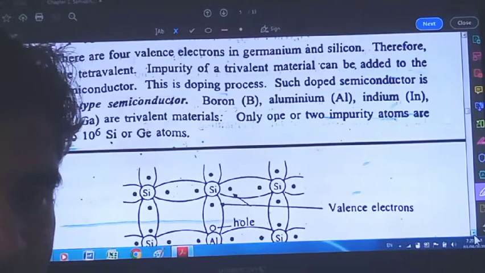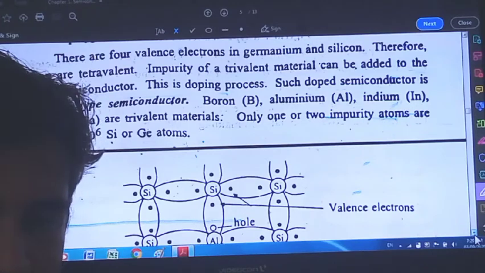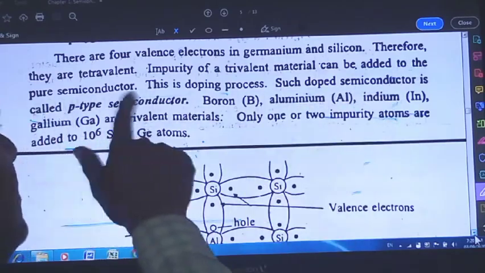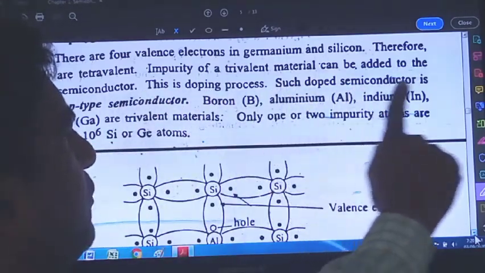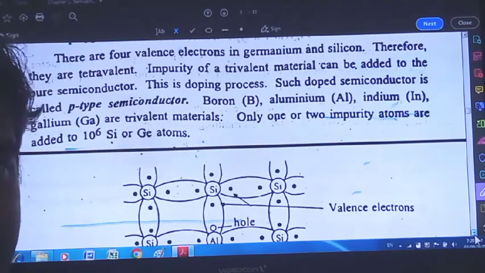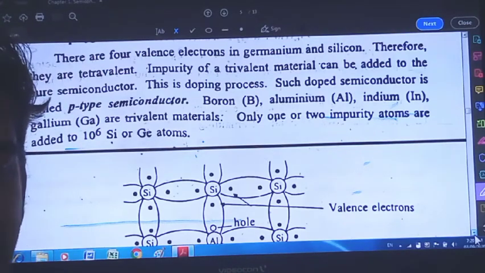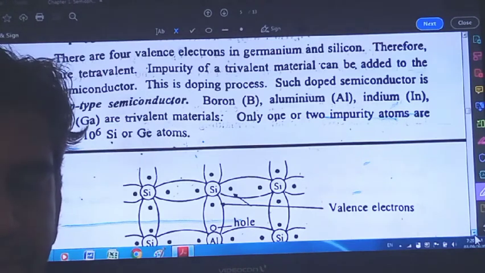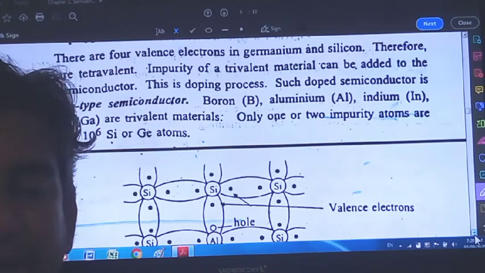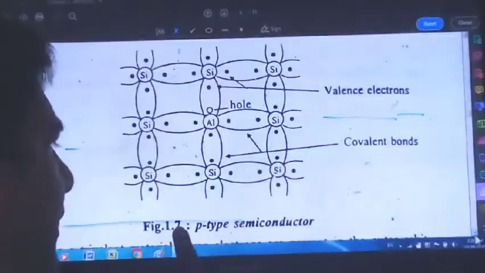There are 4 valence electrons in the outermost orbit of germanium or silicon, therefore they are tetravalent. Trivalent impurity material can be added to the pure semiconductor. This is the doping process. Such a doped semiconductor is called a p-type semiconductor. Examples given are boron, aluminium and indium, which are trivalent materials. Only one or two impurity atoms are added per 10 to the power 6 atoms of silicon or germanium. This is the structure related to the p-type semiconductor.